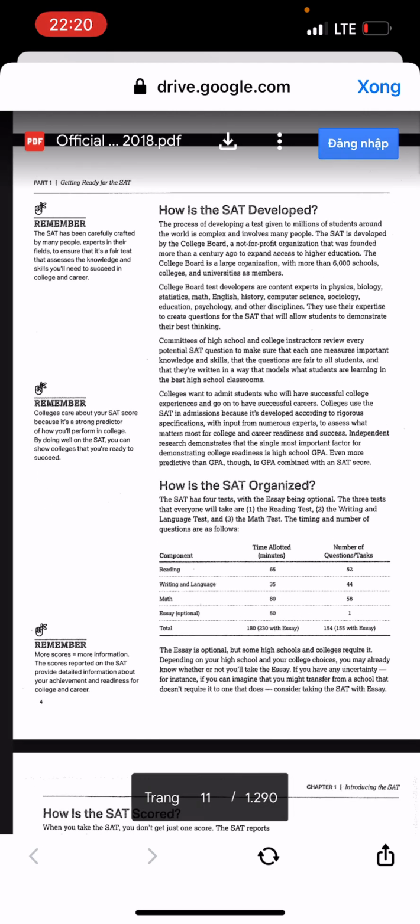So how is the SAT organized? The SAT has 4 tests, with the essay being optional. The 3 tests that everyone would take are the reading test, the writing and language test, and the math test. The timing and number of questions are as follows.